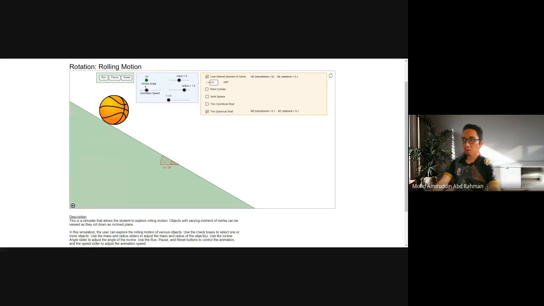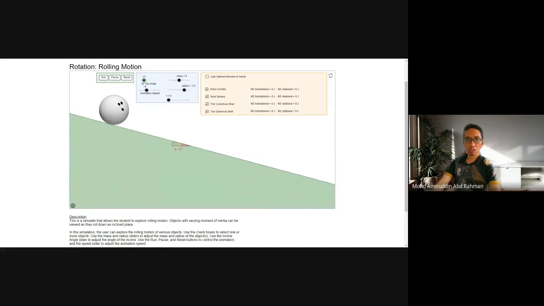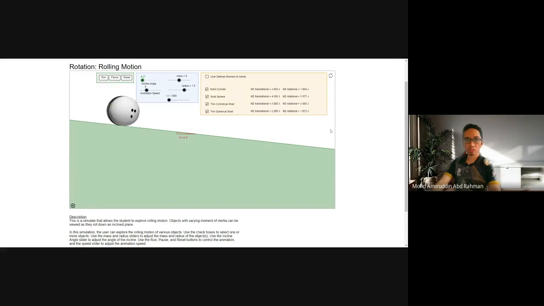What you need to do is first uncheck the user defined solid object, and then select all 4 of the other boxes and set the angle to about 6 degrees. Then you have 4 objects, and you can run it and see which object reaches the bottom first. You see that.